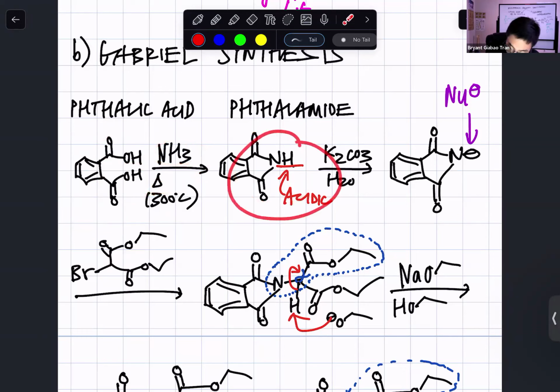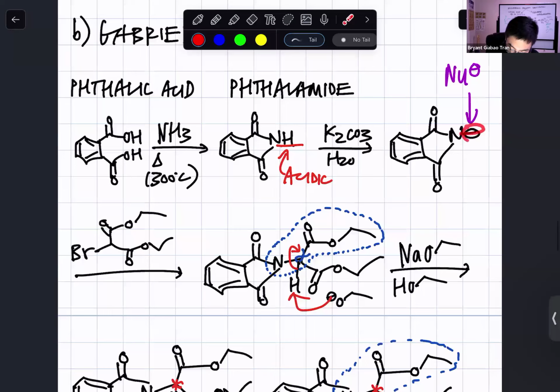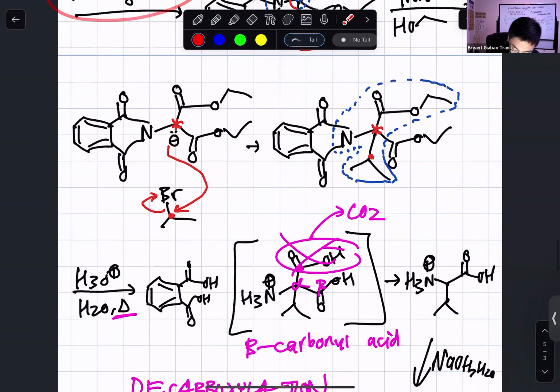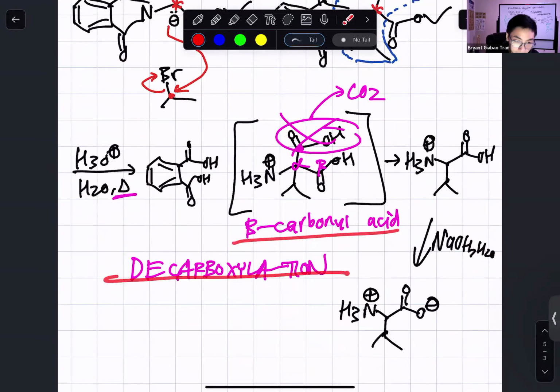Once we have this amide with the acidic H, we use a base like K2CO3 to deprotonate it to get this nucleophile on the nitrogen, right? This nitrogen right here is going to be the nitrogen of the amino group, the NH2 of the amino group. Then once we have this nucleophile, we have to add this specific electrophile, the beta diester here, because we want them to be beta to each other to allow us to do decarboxylation later on in the mechanism.